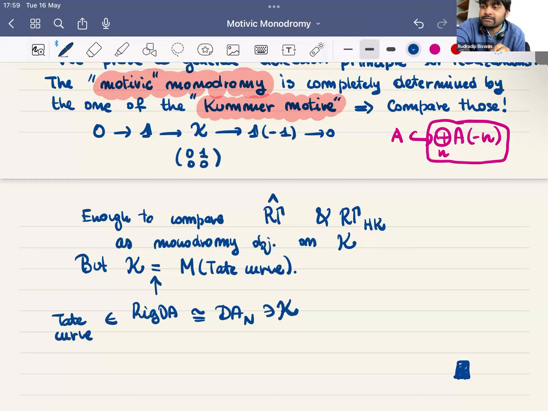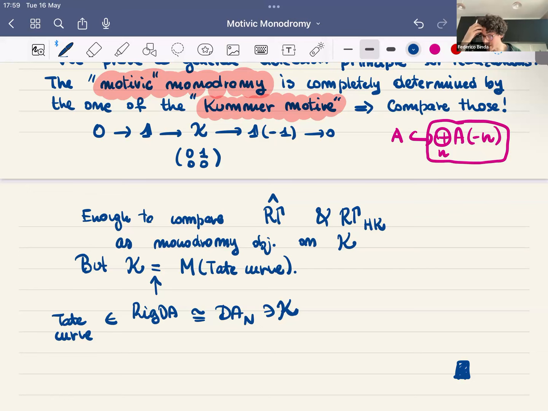Can I ask a question? Yeah, please. So, what of this remains if one does not work with the Q coefficients? Oh, good question. Right. So it depends on what you want to do.